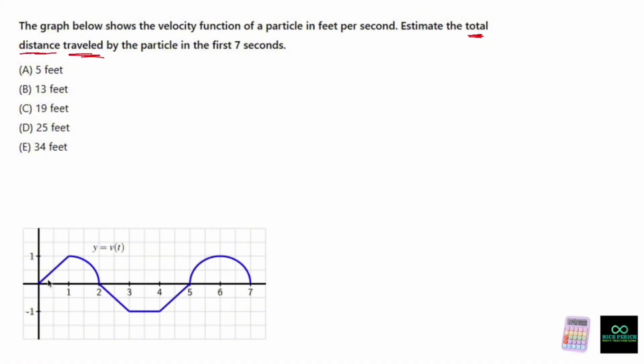Now, taking the integral of the velocity gets us distance traveled. What the integral gives us is the area under the curve. So this is what I want to figure out. I want to figure out all of these areas. And I know down here is a negative area, but again, what I want is the total distance traveled.